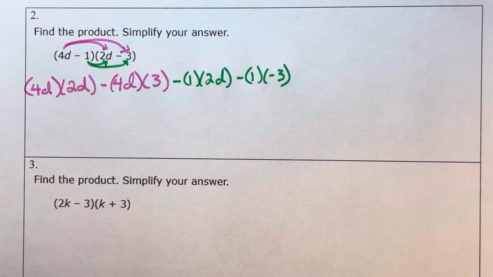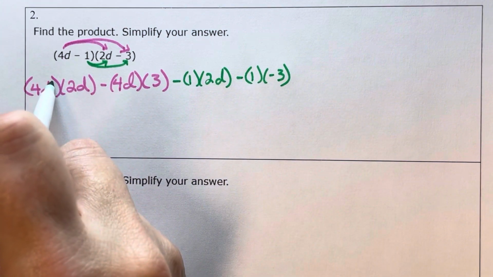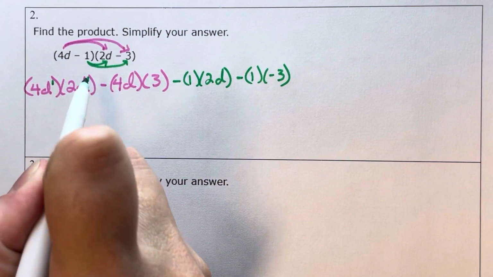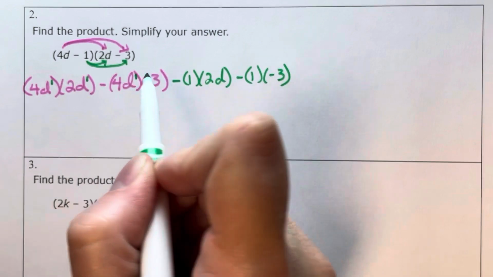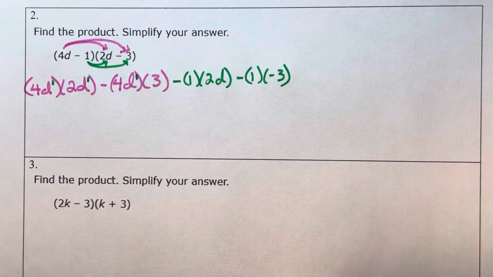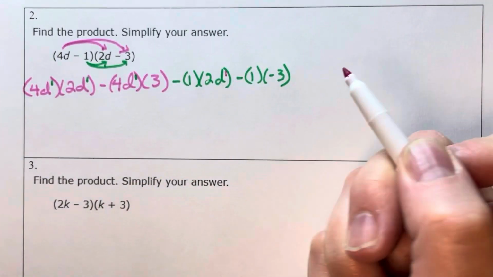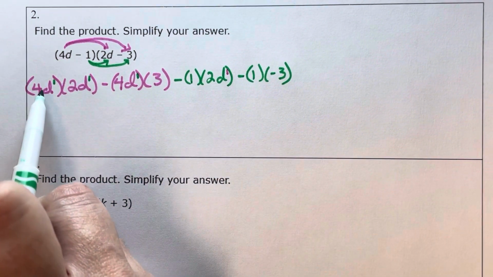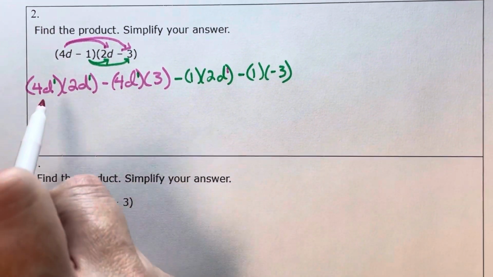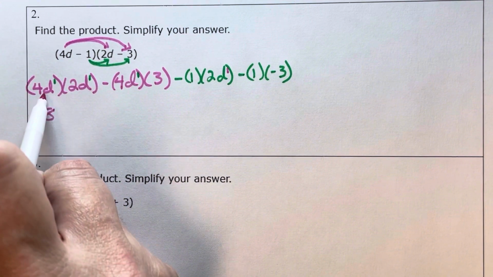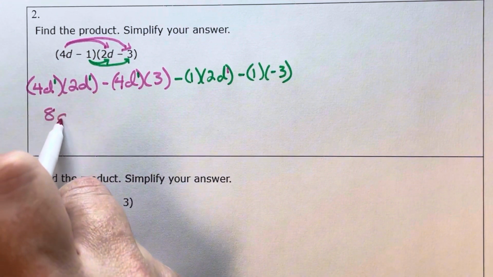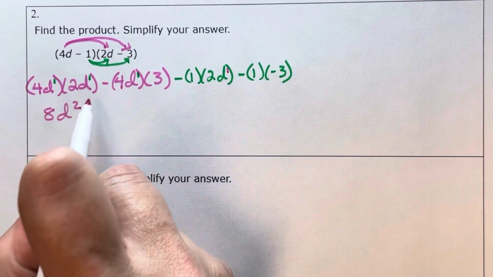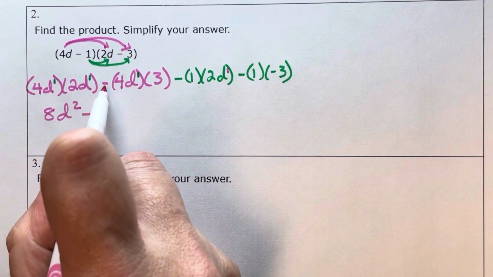Let's do the actual multiplication, remembering that variables that don't have an exponent showing on them currently, again, have a discrete 1 of an exponent that needs to be accounted for. Big 4 times big 2 is big 8. D times D is still D squared. Minus, make sure you have your minus.